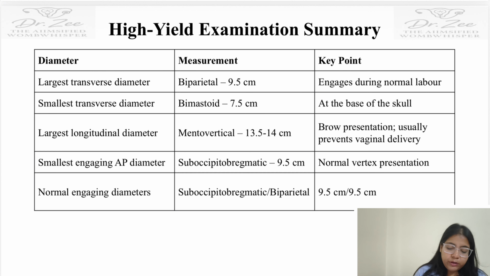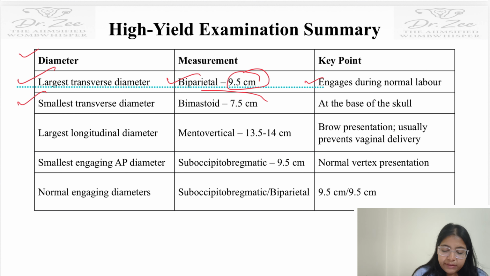And here I have given you the important summary points which can be asked in exam during your viva. So the largest transverse diameter is BPD, biparietal diameter, which is 9.5 centimeter, and this engages during the normal labor. The smallest transverse diameter is bimastoid diameter. Okay. And it is at the base of the skull. But if you look at the vault, it is bitemporal diameter, which is 8 centimeter.